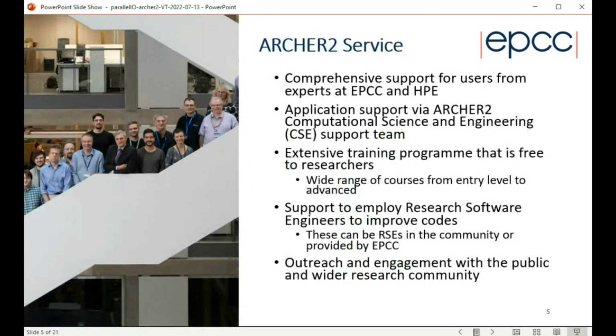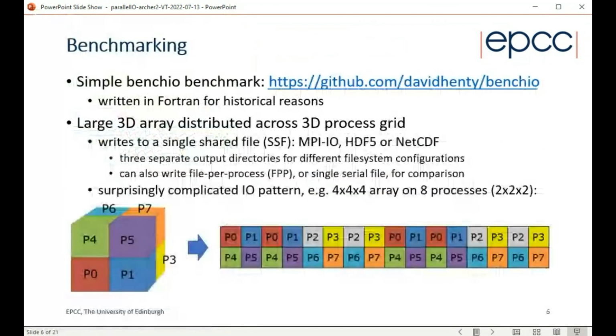So this is the ARCHER2 service. I actually put this in for the Cray User Group talk. That's a bunch of us standing in the office at Bayes. I think I'm on there somewhere, but no, I've not made it onto that picture.